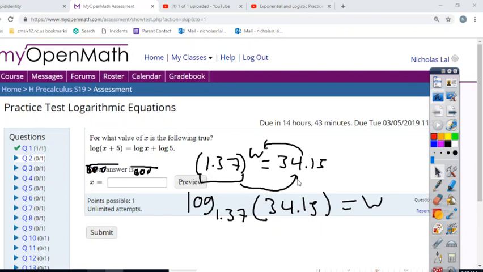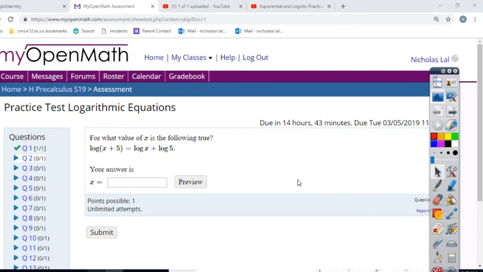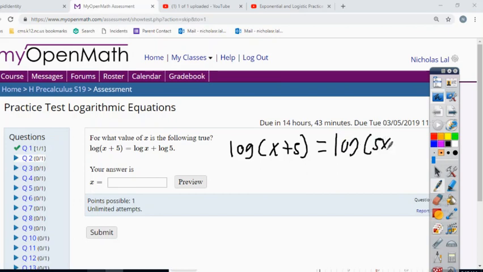Clearing annotations. For what value of x is the following true? The log of x plus 5 is equal to the log of x plus the log of 5. You set up the equation and condense the logarithm. Anytime you have the log of the same base adding 2 terms, you can multiply them. So the log of x plus 5 is equal to the log of x times 5, so 5x. Once you have logs of the same base equaling each other, you can cancel out the logs and let the terms equal each other.